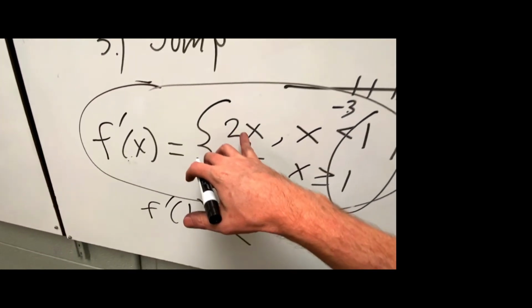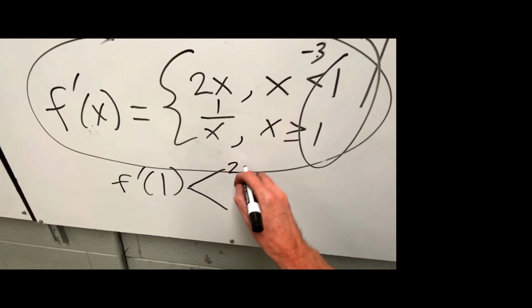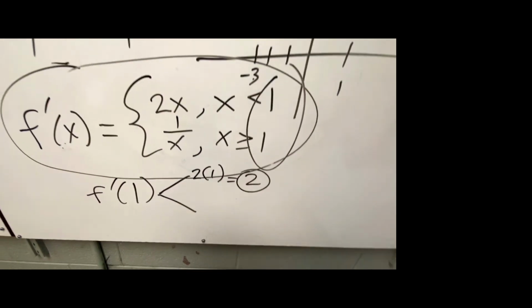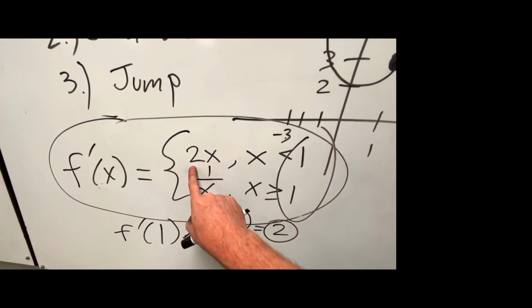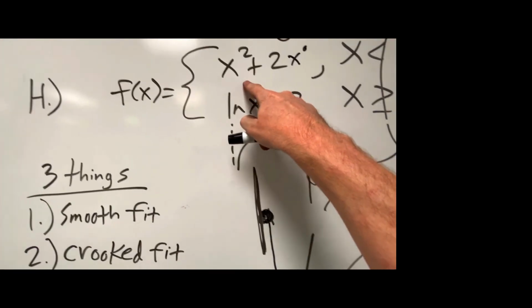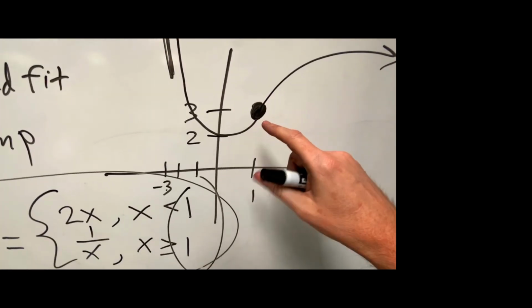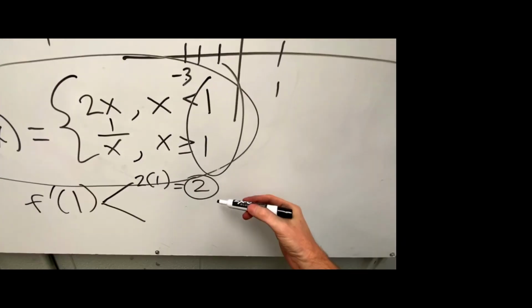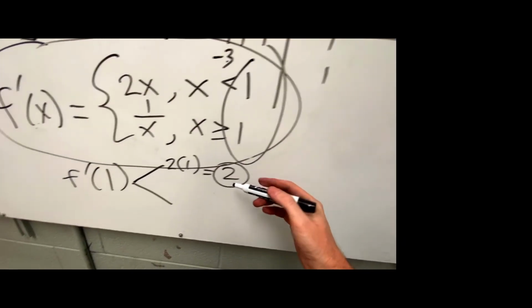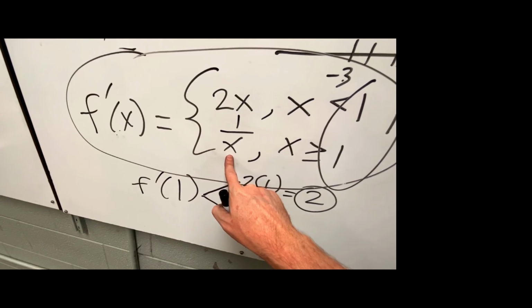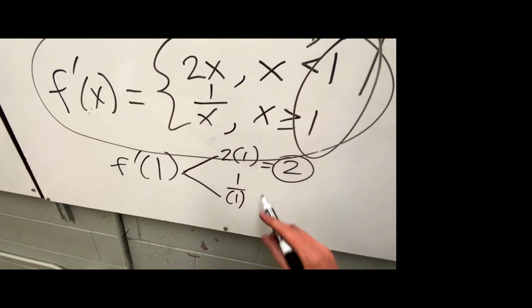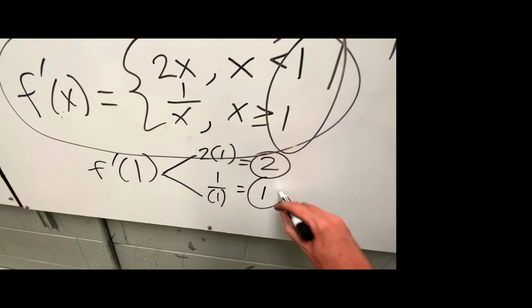Take 1, plug it in the top equation. 2 times 1 is 2. What was the top equation? That was from the parabola. The parabola is steepness 2, basically. Isn't that rise 2, run 1? Take 1 and plug it in the bottom one. 1 over 1 is 1.